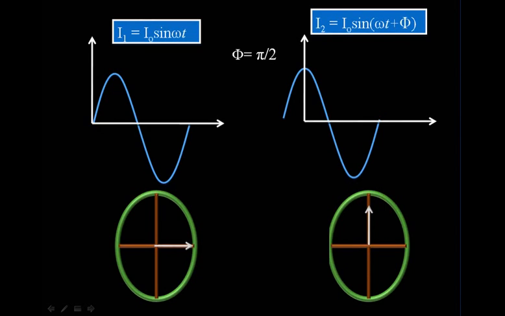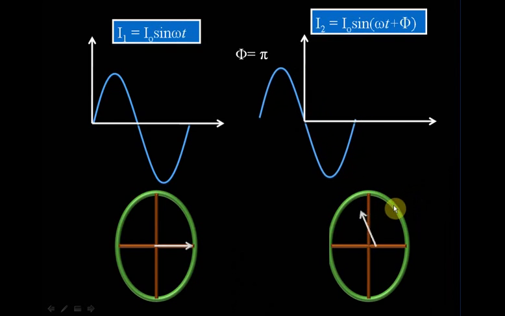Understood? So there you go. This vector's motion will start from phi equal to 90 degrees here, isn't it? Similarly, if phi is pi, then the motion of this vector will actually start like this.